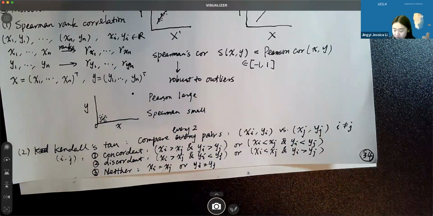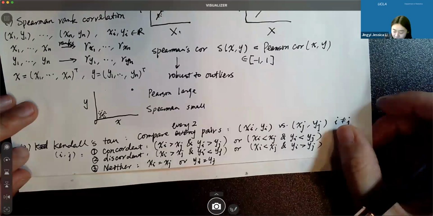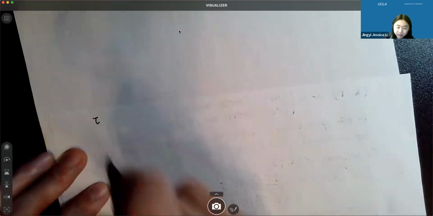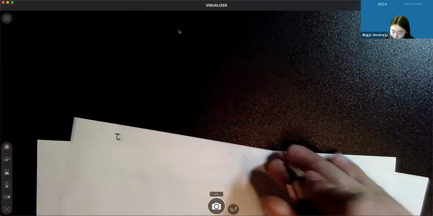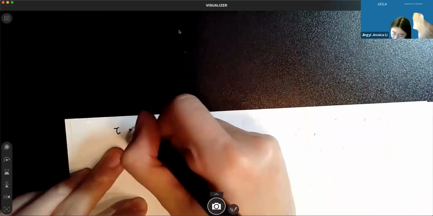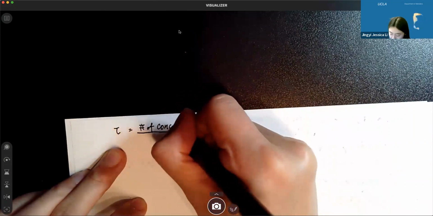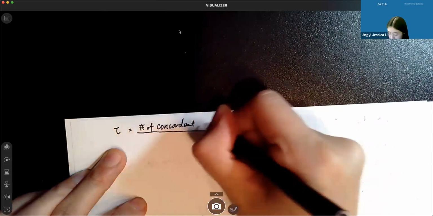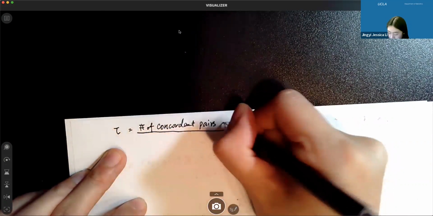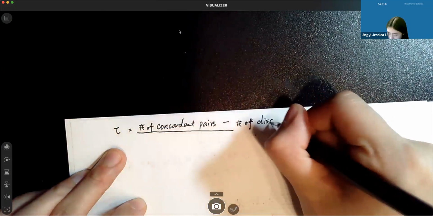So that's the categorization. And based on this, Kendall's tau is defined, and the notation is this Greek letter tau. It's defined as simply the number of concordant pairs minus the number of discordant pairs.